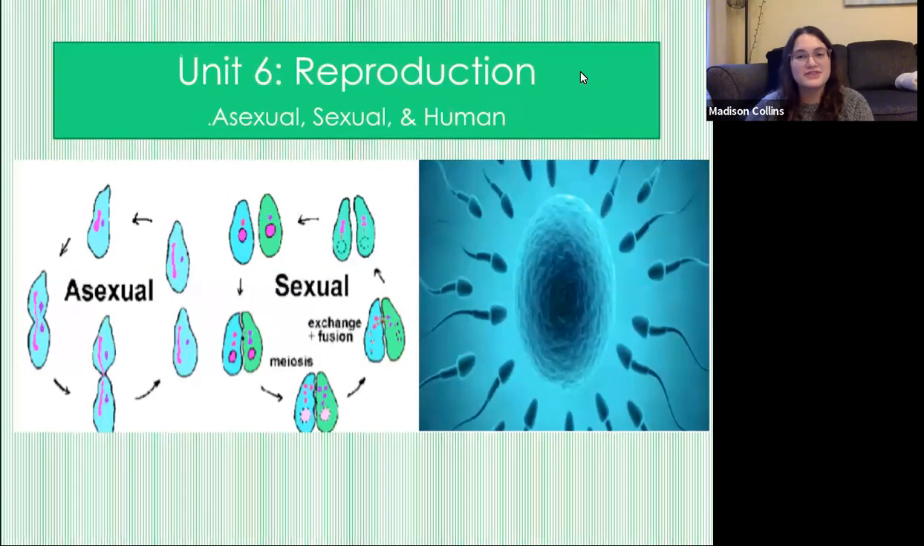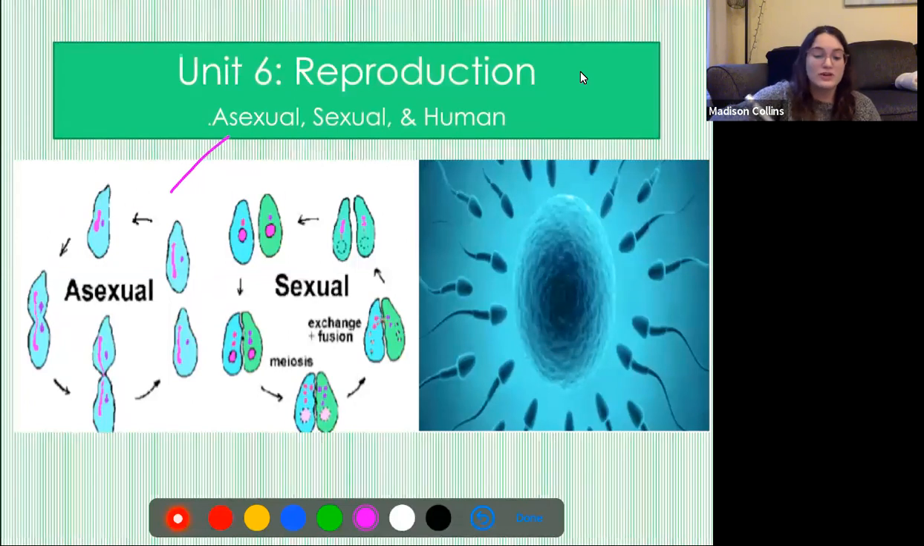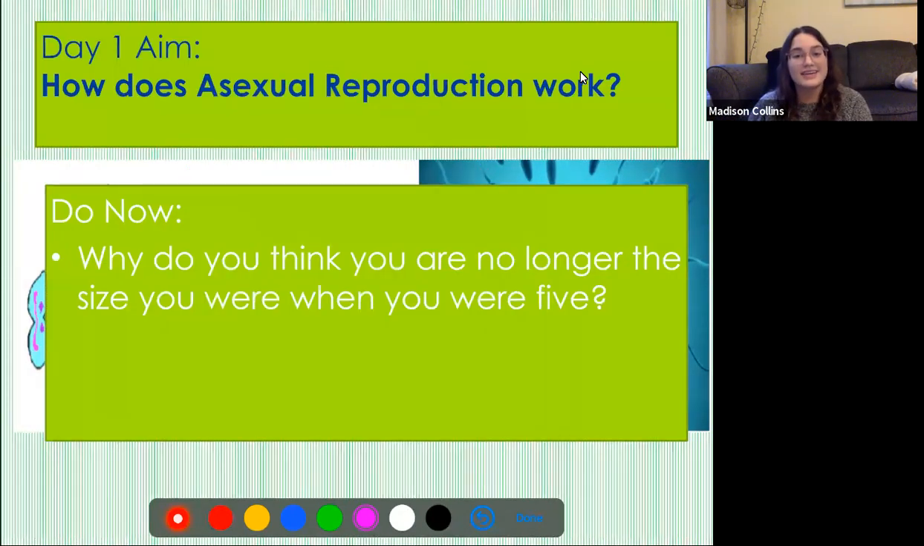Welcome back. This is your first day of Unit 6, which is all about reproduction. So this unit's broken down into 3 parts. First, we're going to talk about asexual reproduction. Then we'll move on to sexual reproduction until we finally get to human reproduction and what that looks like. Okay, but today is our first day, so we will be talking about asexual reproduction and how does it work?